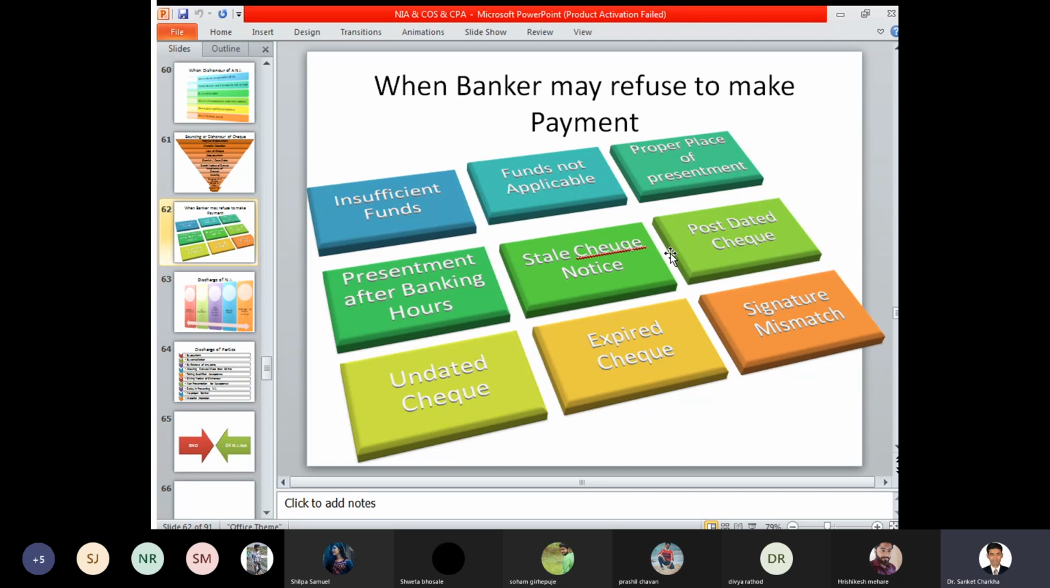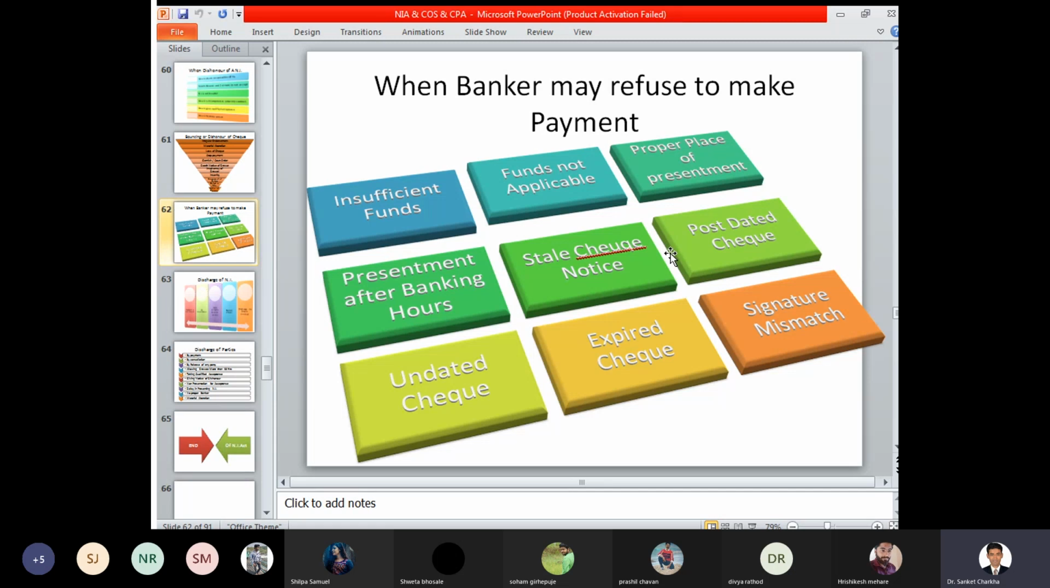done. Stale check notice, that is, if you have received a certain notice by the respective drawer that your check has been lost, and accordingly a third party comes and demands a certain amount of payment, then also the check can be dishonored and you will not get the payment, and the bank will refuse to make a certain payment.